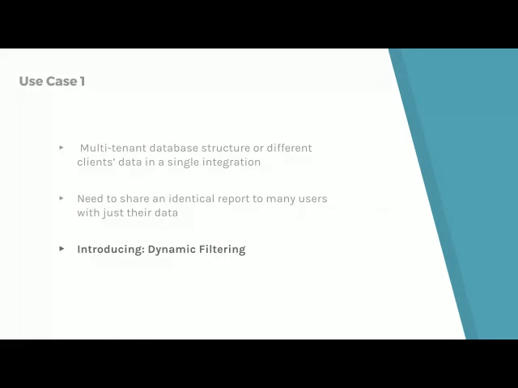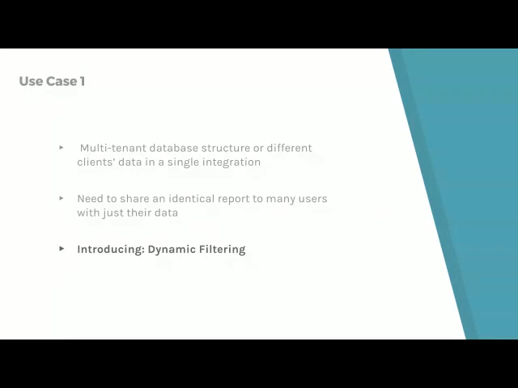The general use case for dynamic filtering is you have a multi-tenant database structure, which means you have different clients' data in a single integration, in Slemma terms. So you have one database, and I'm going to keep using the example of merchants. If you're reporting to a whole bunch of merchants in your payment processor, you have many different stores that use your payment processing. All of their data is stored in one place, and you use the filter of a merchant ID in order to separate out the data, right?